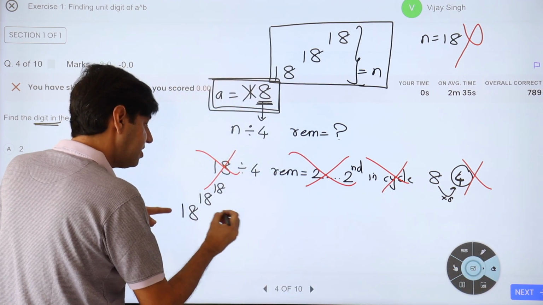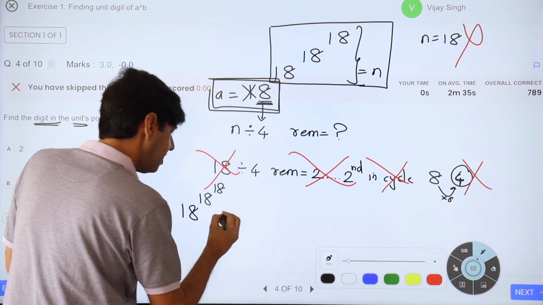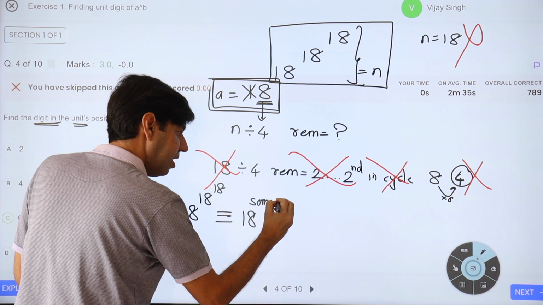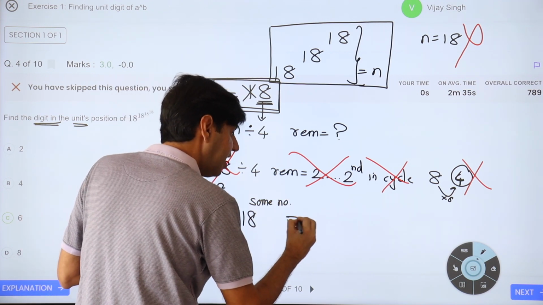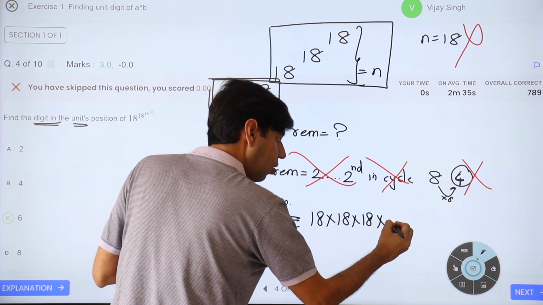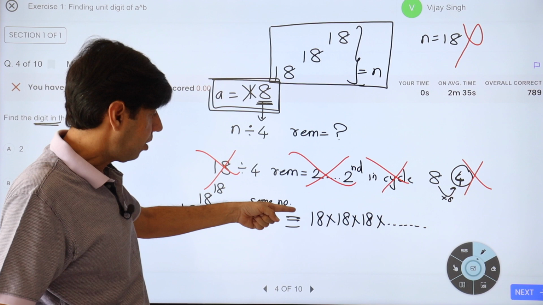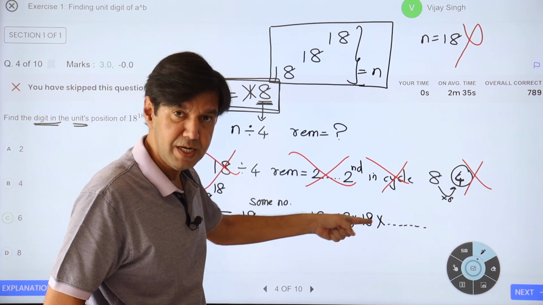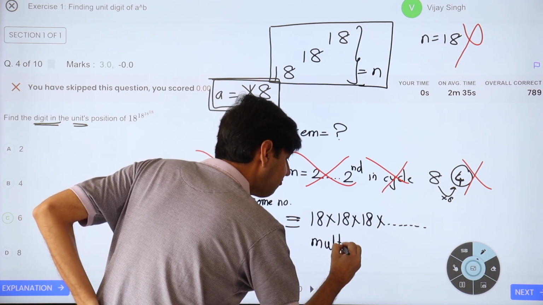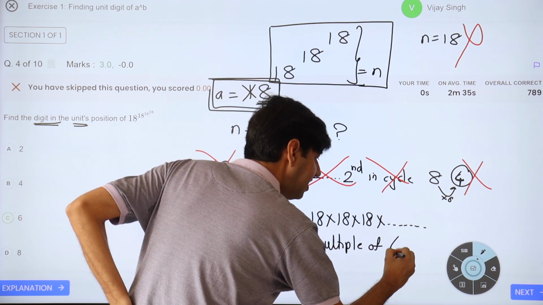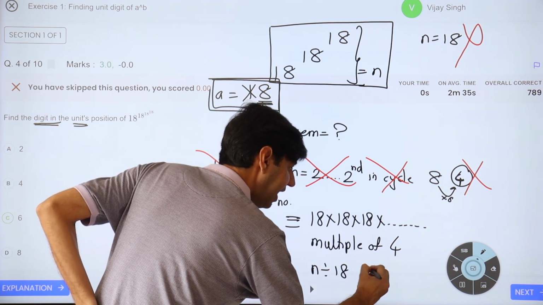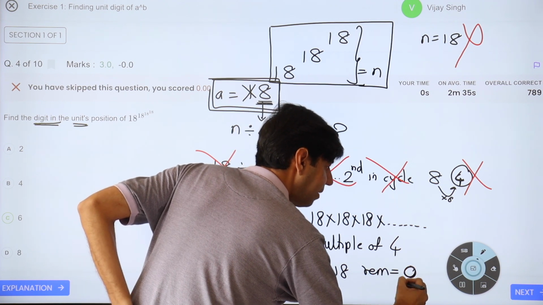For those who don't know it, this is as good as, and this is a skill that you need to develop, 18 raised to some large number, which is 18 multiplied with an 18 multiplied with an 18 and a lot of this. And what you should see, this is 2 into 9, 2 into 9, 2 into 9. Factorization is a very simple thing. So this is a multiple of 4. And if it is a multiple of 4, N when divided by 4, the remainder is 0 because it's a multiple of 4.